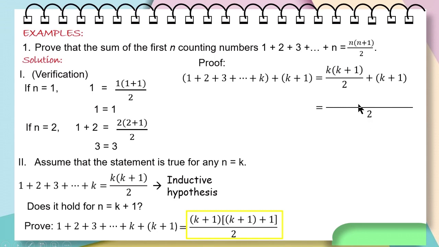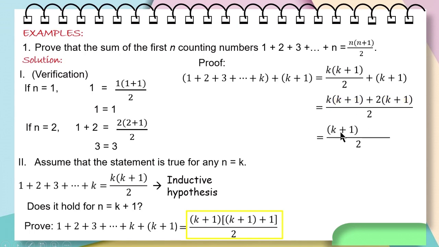Simplify, 2 divided by 2 is 1, times the numerator, k times k plus 1, is also k times the quantity k plus 1, plus 2 divided by 1, this value has a denominator which is equal to 1. So 2 divided by 1 is 2, times the numerator, k plus 1, is 2 times k plus 1. Then find the common factor if there's any. We have here a common factor which is equal to k plus 1.